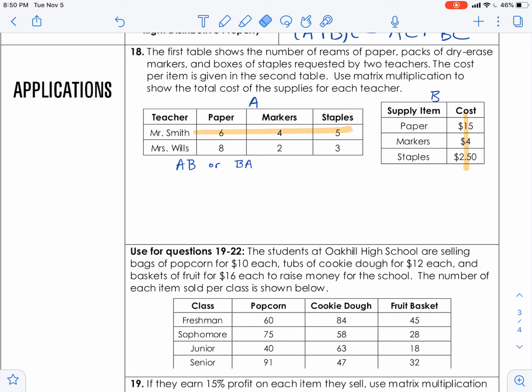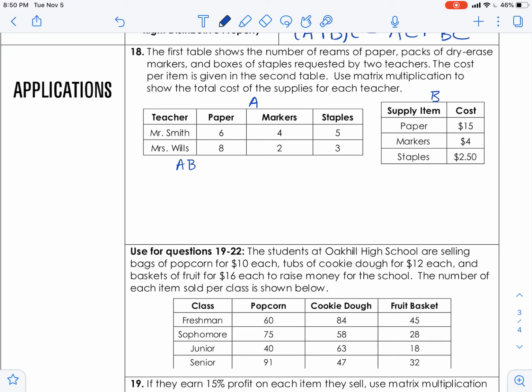If I had looked at doing B times A, then I would now be doing the row here times the column here. And in this case, that's not possible to do that multiplication. So it would make sense to do A times B.